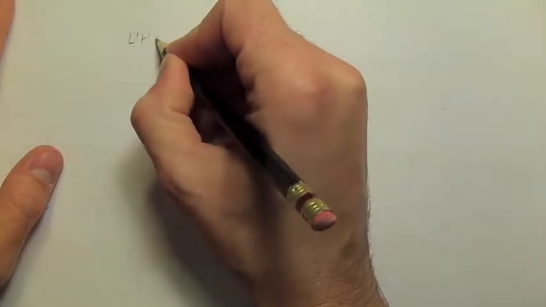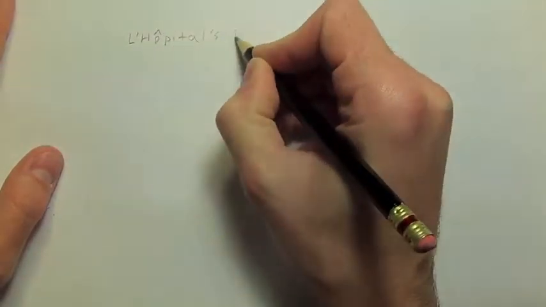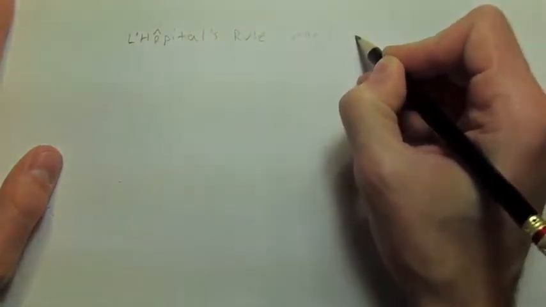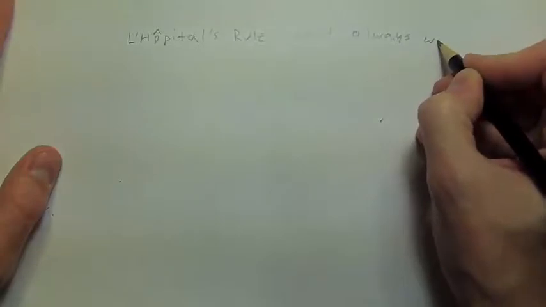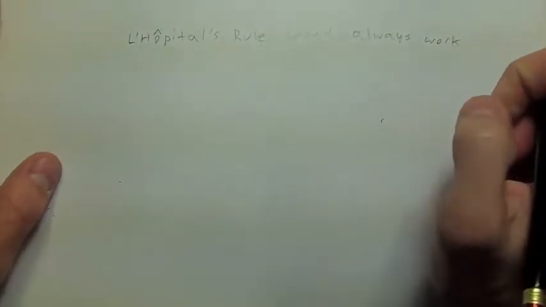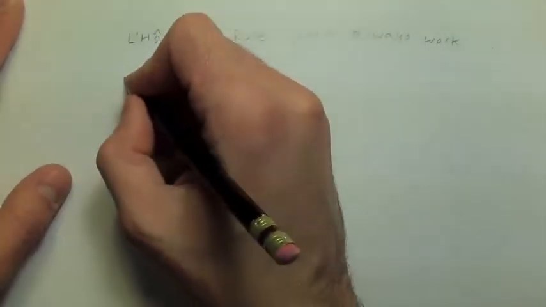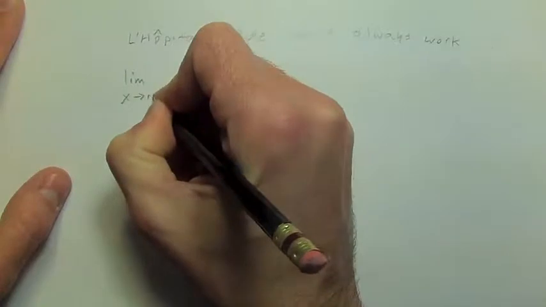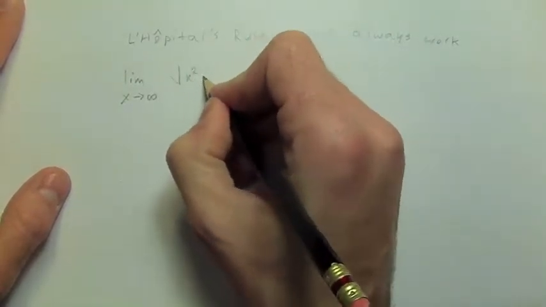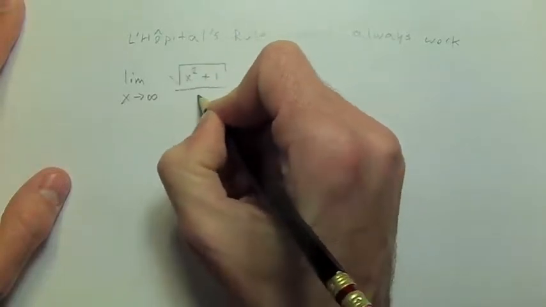One last thing I really want to mention here is that you still need to know how to use limit ideas from before, because you're not always going to be able to use L'Hopital's Rule. L'Hopital's Rule won't always work. Most people think it will, and in most cases it will, but often it will fall apart on you. For example, if I have the limit as x goes to infinity of the square root of x squared plus 1, all over x.